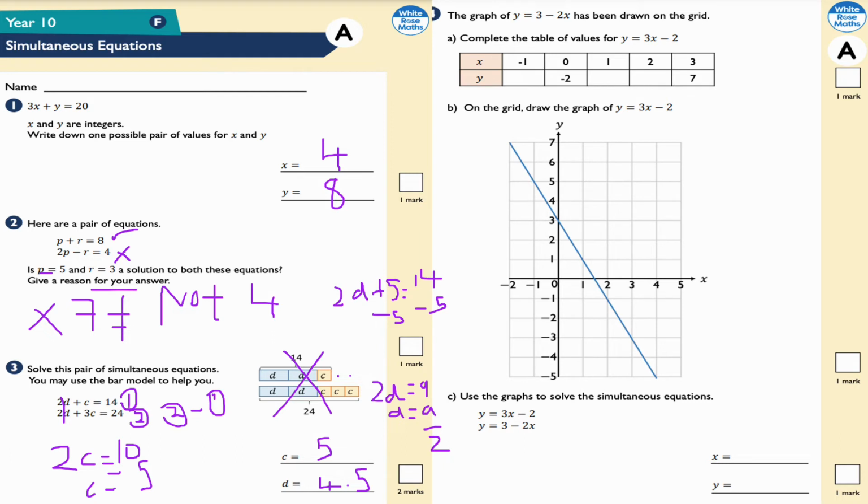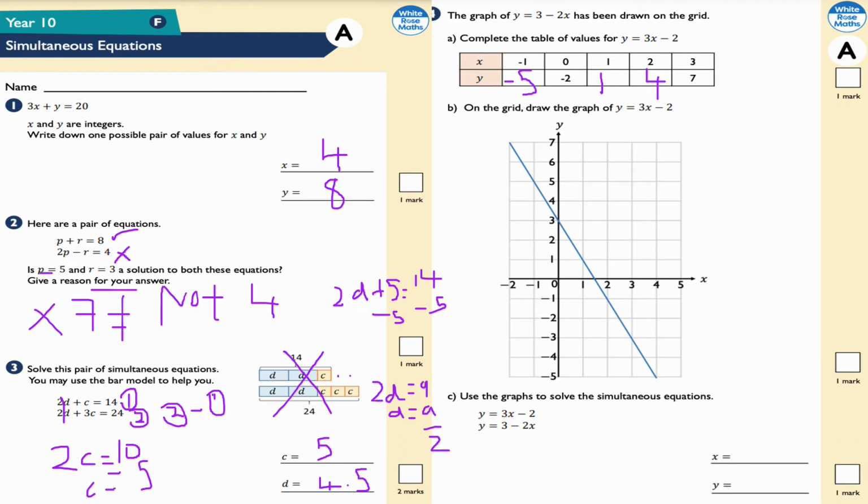This is question number 4, guys. The graph of y equals 3x minus 2 has been drawn on the grid. Part A. Complete the table of values for the line y equals 3x minus 2. So it's not the same one here, guys. Be very careful here. When x is 1, 3 times 1 is 3. Subtract 2 is 1. When x is 2, 3 times 2 is 6. Take away 2 is 4. When x is negative 1, 3 lots of negative 1 is negative 3. Take away that 2 is negative 5.